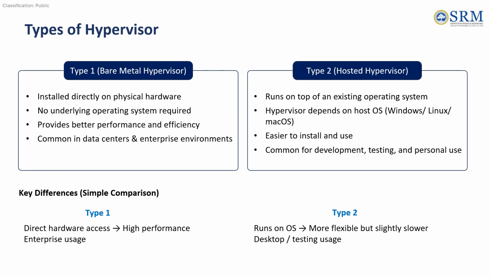You can compare this with transportation. A Type 1 hypervisor is like driving your own car directly on the road, giving better speed and control, whereas a Type 2 hypervisor is like traveling in a bus. It is easier and more convenient for general use, but it depends on another system for operation.